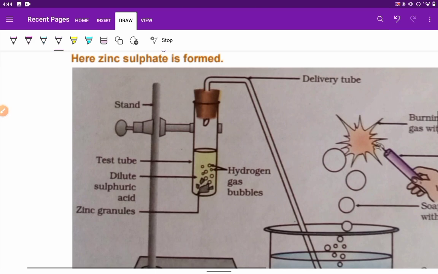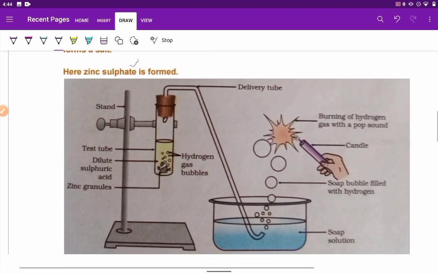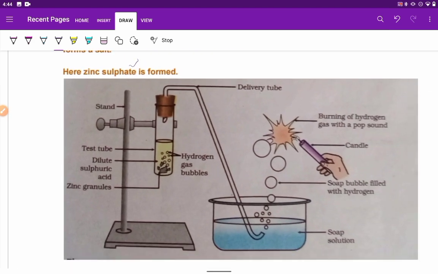So this is the diagram corresponding to the equation C. Here dilute sulfuric acid is taken. To that zinc granules are added in the test tube. We get hydrogen gas bubbles. Now through the delivery tube, these bubbles are passed into soap solution. So we will get soap bubbles which are now filled with hydrogen. Near these bubbles, if you bring a candle, you will find burning of hydrogen gas with a pop sound.